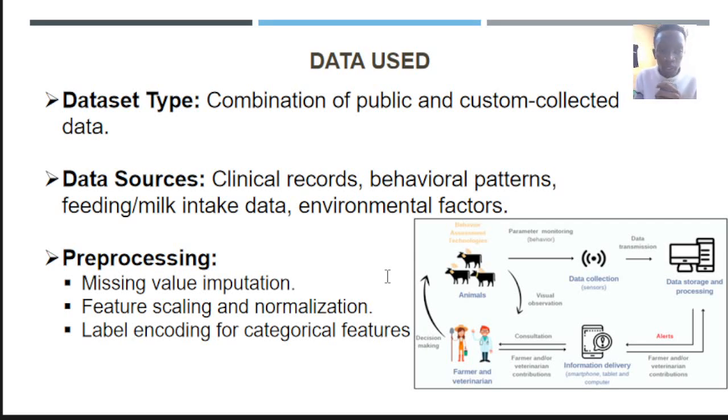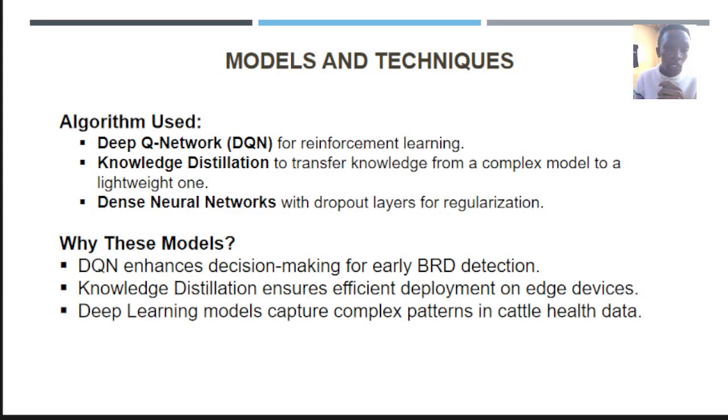Among the pre-processing steps that we have are missing value imputation, feature scaling and normalization, as well as label encoding for categorical features. For model techniques, basically the algorithms are a deep Q network, knowledge distillation, and also dense neural networks.